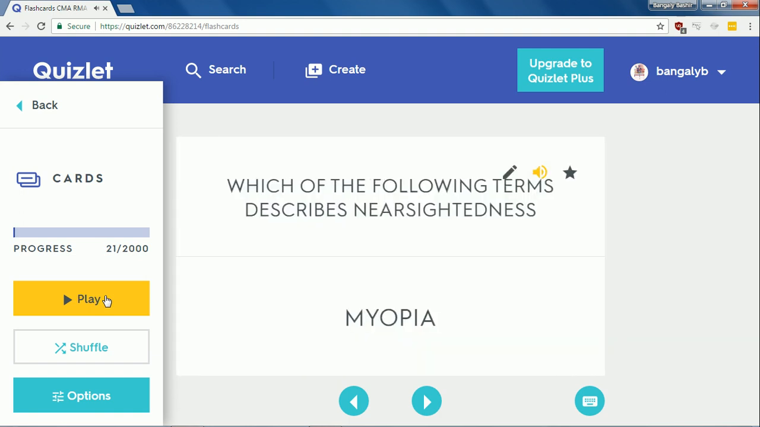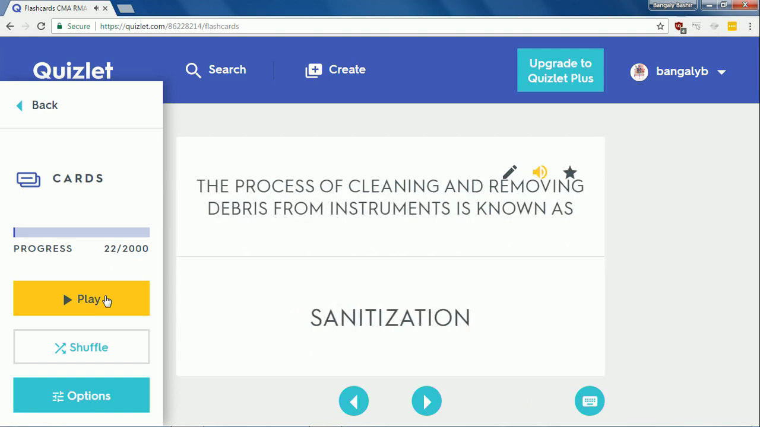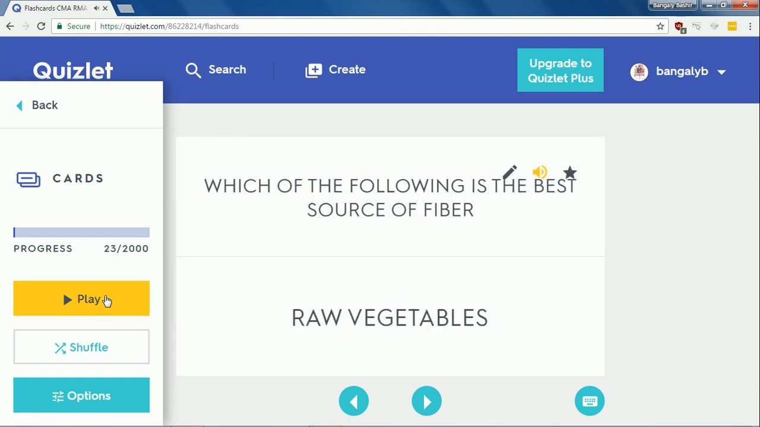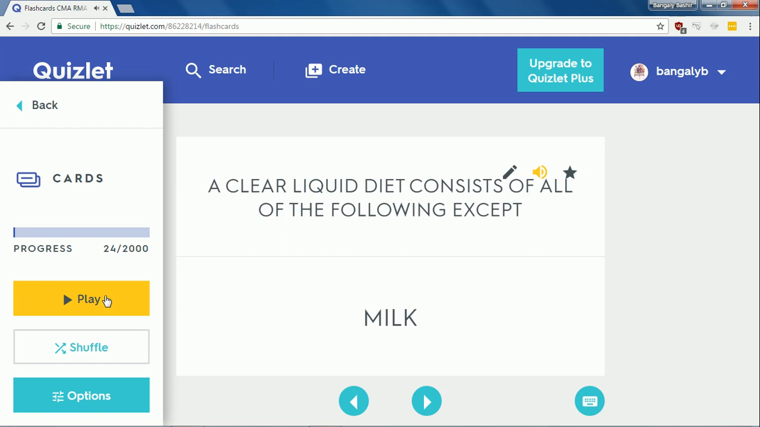Which of the following terms describes nearsightedness? Myopia. The process of cleaning and removing debris from instruments is known as sanitization. Which of the following is the best source of fiber? Raw vegetables. A clear liquid diet consists of all of the following except milk.